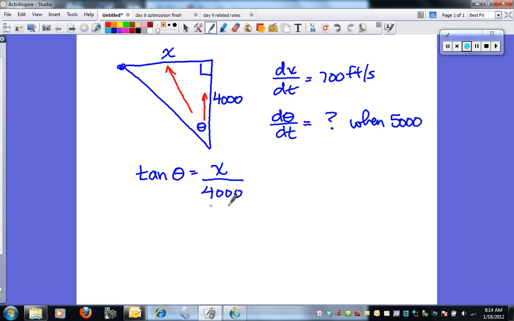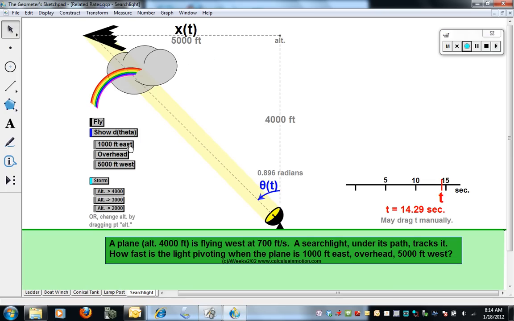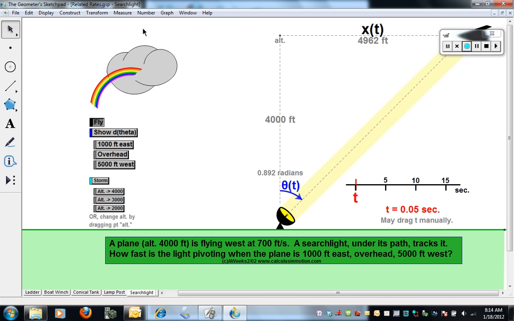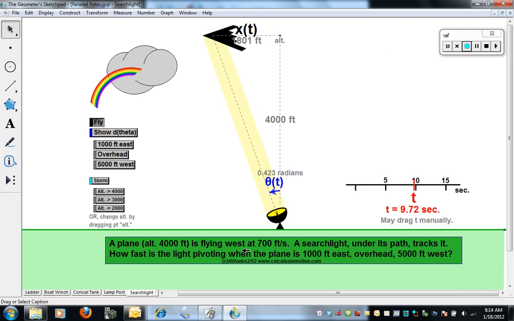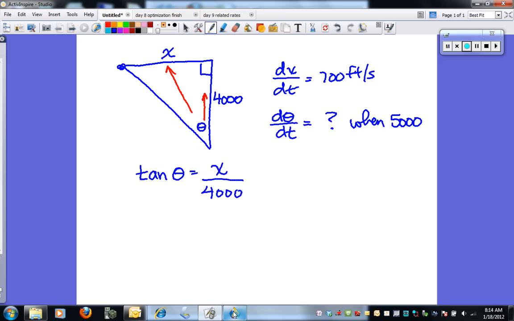Now the reason why 4,000 is in there and not 5,000 is that 4,000 is what we call a constant. That altitude is not changing in our problem situation. The 5,000 is changing. As this plane moves away, it gets larger, or depending on where we were coming from, if you look back, 4,000 never changed. However, x, or x of t, constantly changed. So keep that in mind as we do this.